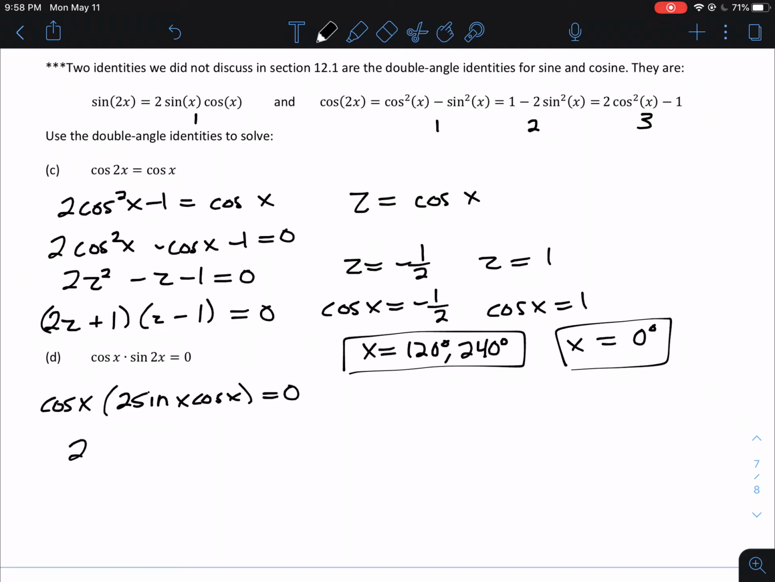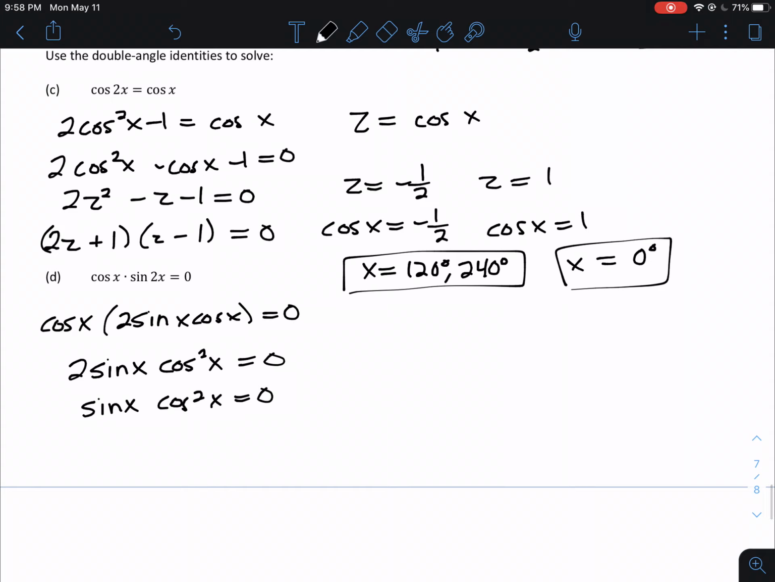Okay, let's do just a little bit of rearranging, especially on that left side. Let's move the 2 out in front for now. Then we'll move sine of x with it. And then cosine of x happens twice, so it's being squared. So now here's your equation that 2 sine of x cosine squared x is equal to 0. Which then the 2 really isn't important. You can divide each side by 2 and then say that sine of x multiplied by cosine squared x is equal to 0.